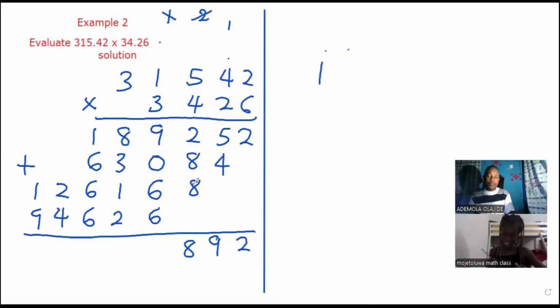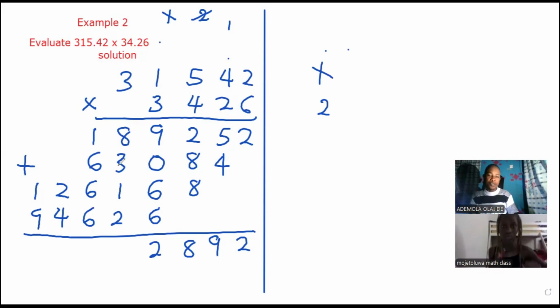So from this one, I have 9 plus 6, that is 15. 15 plus 6 is 21. Plus this one, that is 22. So we'll keep 2 now.